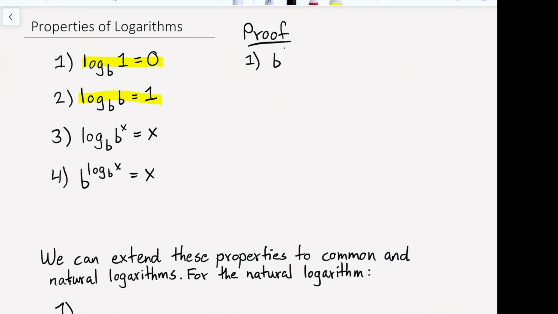If I write the first two properties in their exponential form, we will see that b to the power of 0 equals 1. We already know this to be true, a zero property of exponents. What we see over here as the property of logarithms is simply the logarithmic form of this equation. In a similar way, for number 2, log b of b equals 1. This is true because think of its exponential form, b to the power of 1 equals b for any base b.